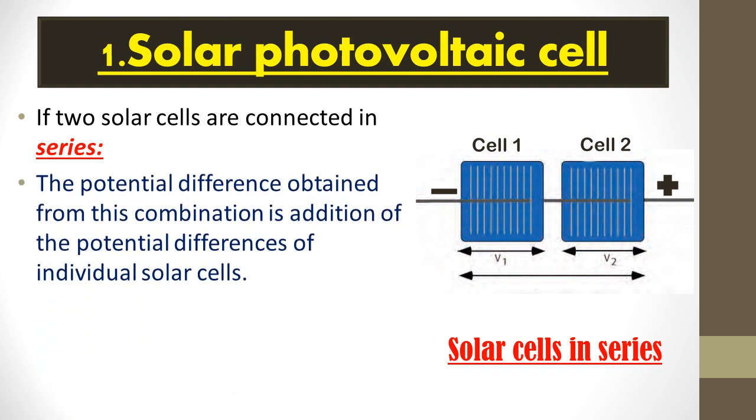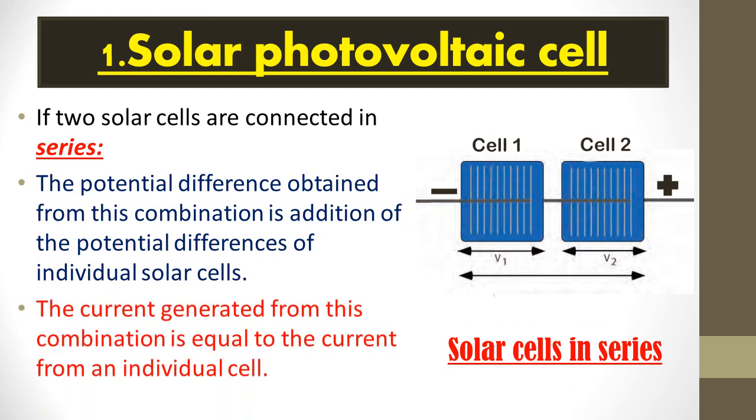The potential difference obtained from this combination is the addition of the potential differences of the individual solar cells. So the potential difference of cell 1 is V1 and the potential difference of cell 2 is V2. So V total will be equal to V1 plus V2. And the next sentence is that the current generated from this combination is equal to the current from an individual cell. So current I is equal to I1 is equal to I2.